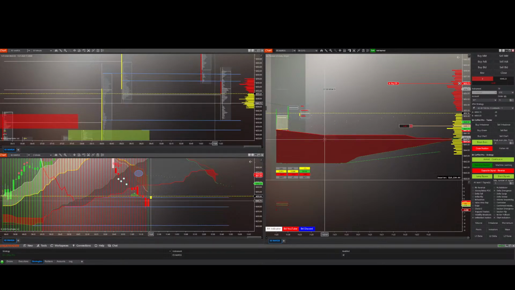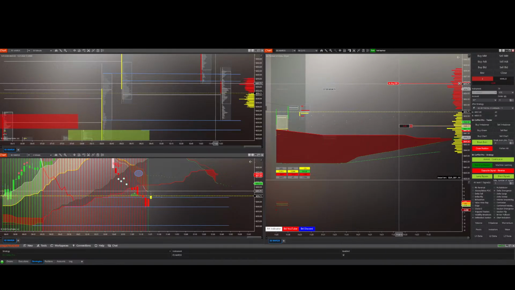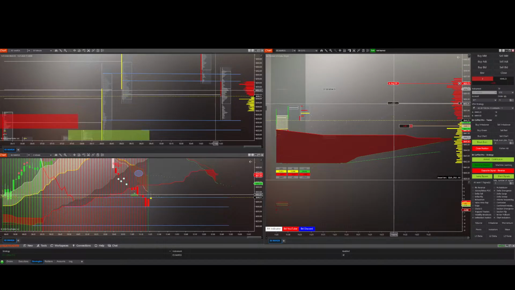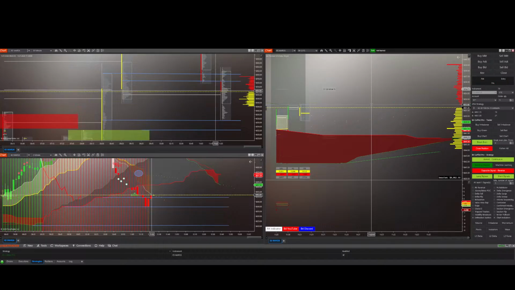We're over the cloud, over the Tenkan-sen here. That's bullish right now with the little Ichimoku on this 210. So I'm going to reduce that risk on that position. Stop filled.